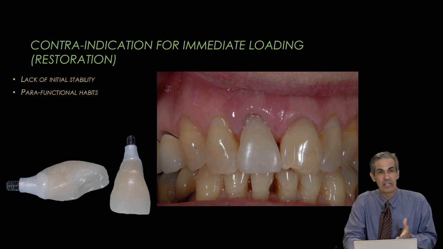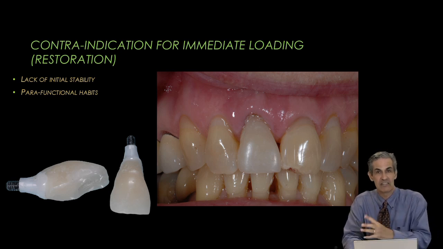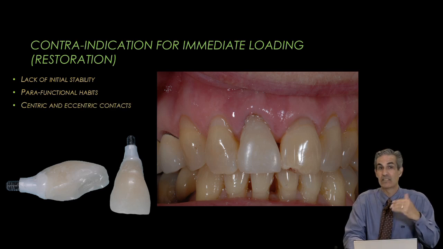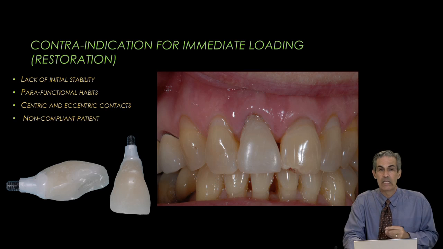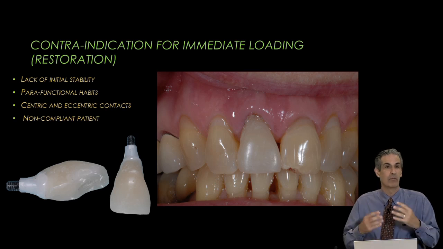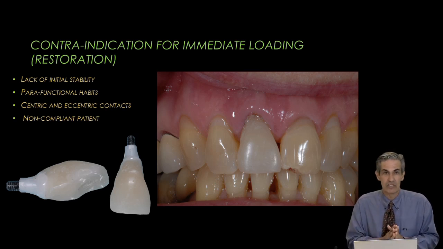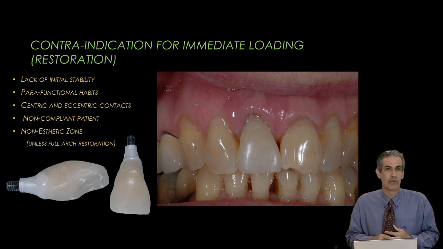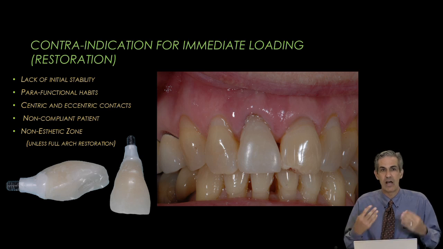We should have patients that don't have a heavy parafunctional habit. We have guidance on adjacent teeth, not right on top of our implant crown, so at least minimize centric and eccentric contacts. We need a patient that is compliant, so the non-compliant patient is a reason not to do an immediate provisional. And really, what is the reason we should do an immediately finished, immediately loaded provisional in the non-aesthetic zone?